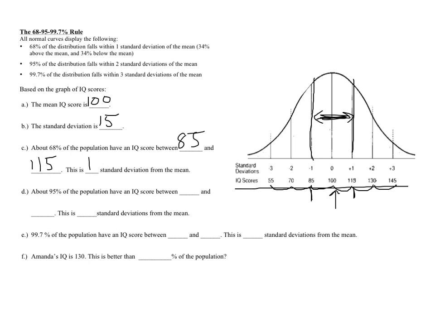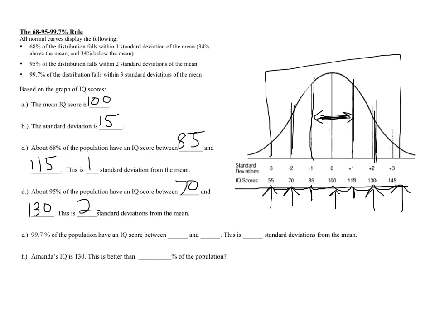About 95% of the population falls between these two standard deviations above and below the mean. So 95% would be between 70 and 130. This is 2 standard deviations from the mean. This is just how we talk about these things, basically. So 99.7% of the population have an IQ score between 55 and 145, because that now takes us out to here, 55 and 145. And this is 3 standard deviations from the mean.